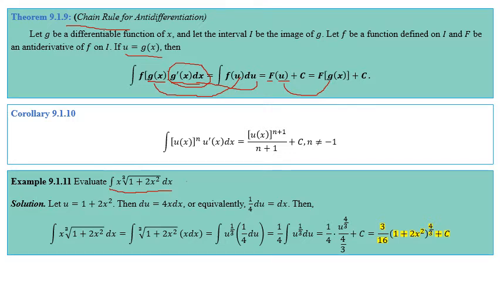Okay, class, our given can be rewritten as x times 1 plus 2x squared to the power of 1 over 3 dx. The exponent in the radical is 1, so 1 goes in the numerator of the exponent, and the index, which is 3, goes in the denominator of the exponent. Reminder, class: if there is a radical expression in the integrand, always transform it into exponential form.